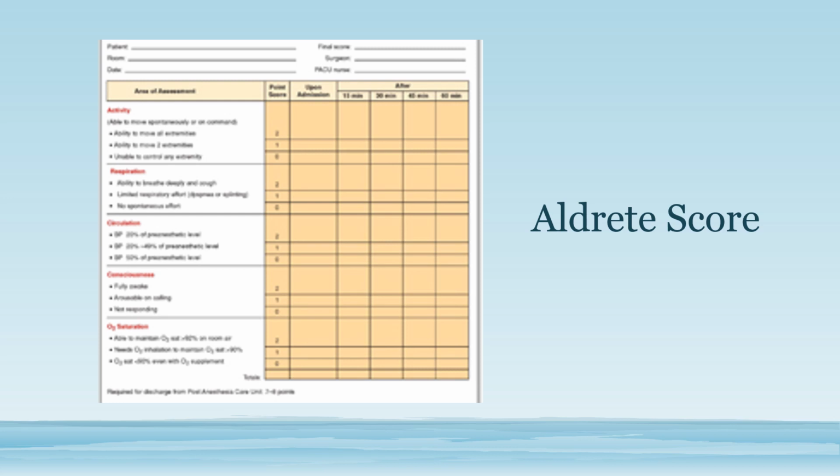If the total score is less than 7, the patient is not discharged from the PACU. Usually a score of 7 to 10 is required for discharge. And this tool was adopted from Aldrete, Wright, and from the Anesthesiology News.